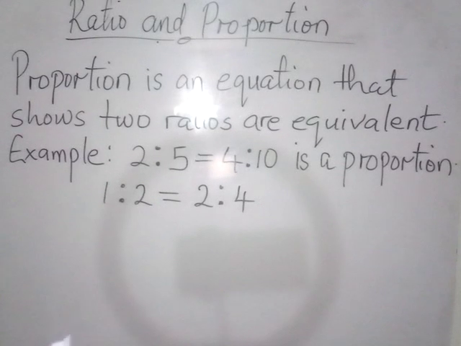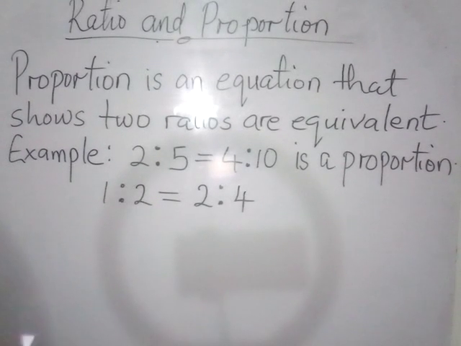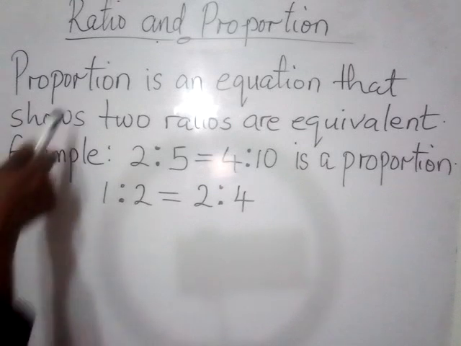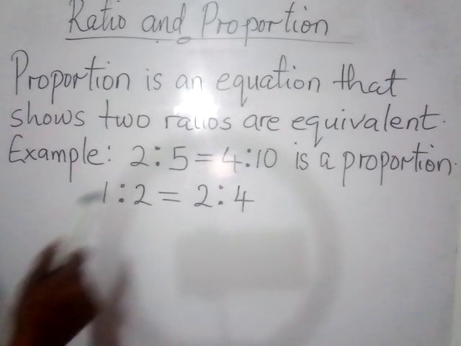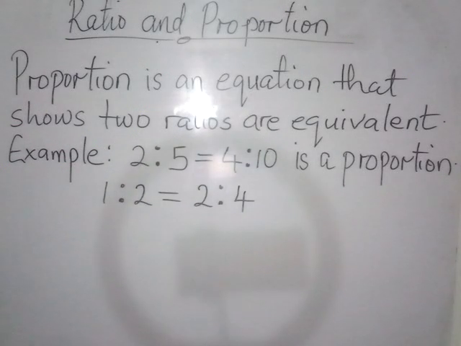So the next part we're going to look at now is proportion. Remember I mentioned we first needed to deal with ratio so that we'll be able to understand proportion. What is proportion? It simply is an equation that shows that two ratios are equivalent. Proportion is an equation that shows that two ratios have equal value. They are the same thing. They represent the same thing. They are equal in value.